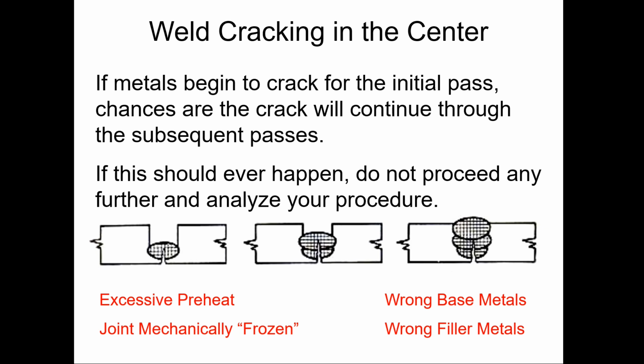Something has happened. You might have excessive preheat in it, or maybe it's become too hot, or it was already too hot. The joint is mechanically frozen, meaning that it won't move at all. So it's the weld, when it shrinks, it's pulling itself apart. This is usually indicative of having it all too hot, and when it cools off, it starts to pull apart when it shrinks. You could also have the wrong material here. It could be the wrong base metal.